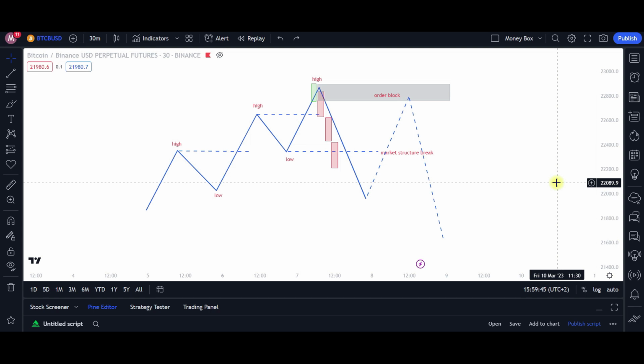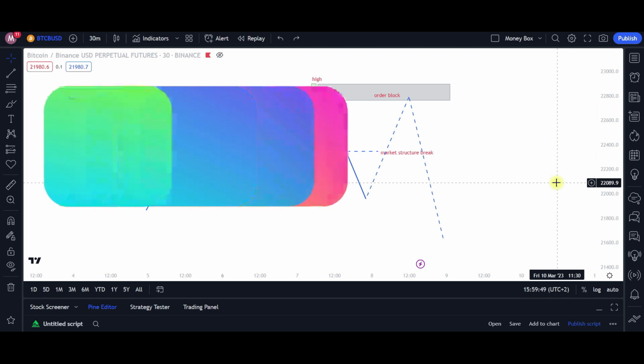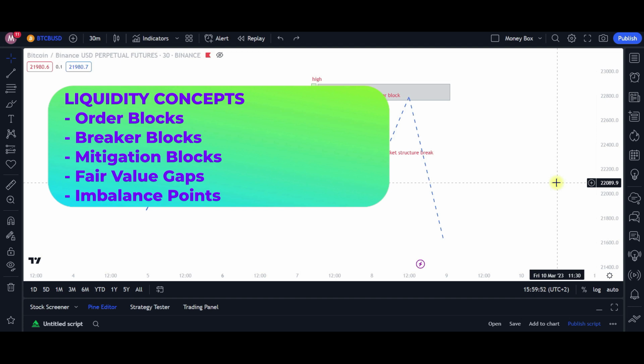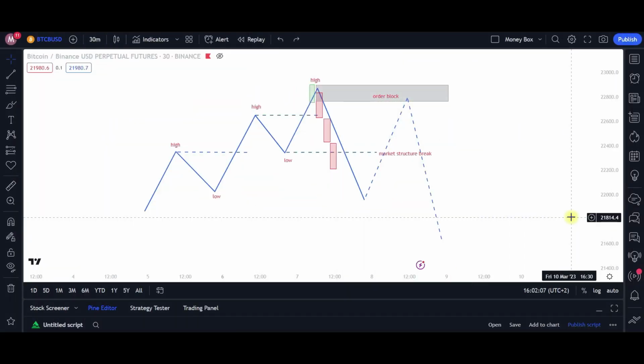Nowadays, I personally trade just with the help of Liquidity Concepts, such as order blocks, breaker blocks, mitigation blocks, and fair value and imbalance points. These terms might sound really hard to learn, but actually they're not. These concepts are master price action setups for sure, but not that hard to learn.